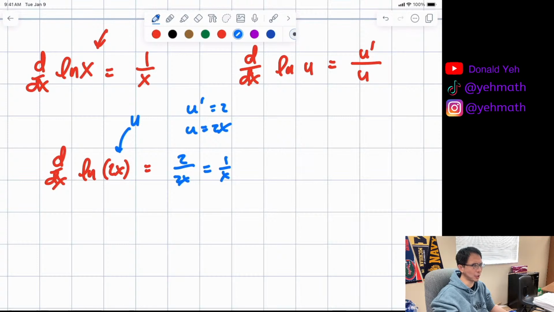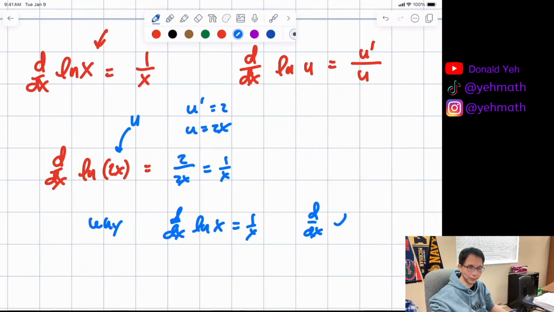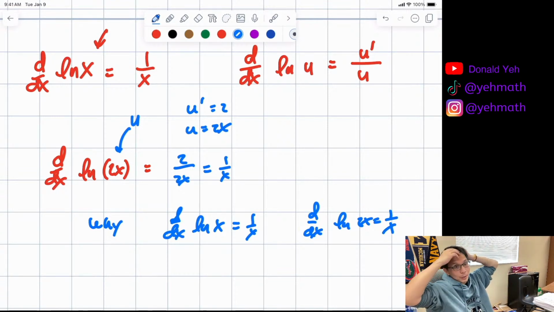Now, here's my question, though. Why is the derivative of natural log of x equal to 1 over x, and the derivative of natural log of 2x also 1 over x? This is for advanced students to think about. Now, Ethan, if you want to answer this one, you can. I only ask a question that is going to be a little bit challenging to you rather than everything else. Or anybody else.